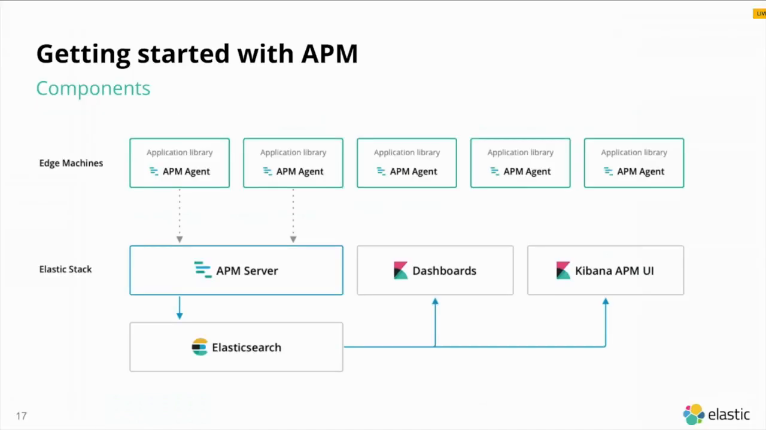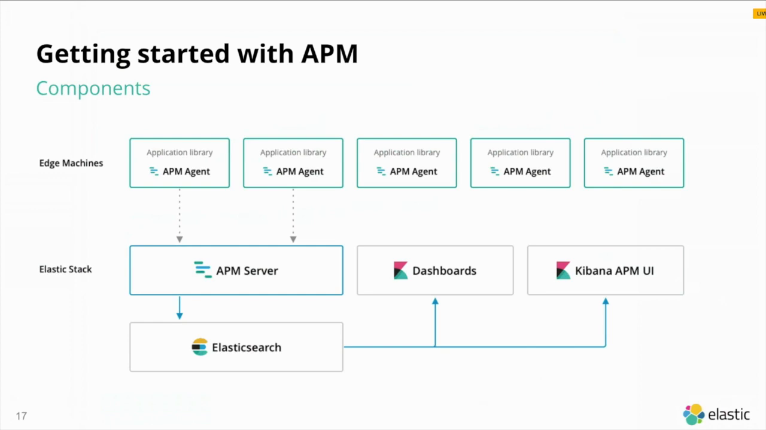Okay, so I want to talk a little bit about how you actually get this up and running. So these are the components that are needed to get APM with the Elastic Stack. So you have an Elasticsearch cluster already. You probably also have Kibana. What you need is to have these APM agents added as dependencies to your application. That's very easy to do, and all of the agents are maintained by dedicated teams here at Elastic.